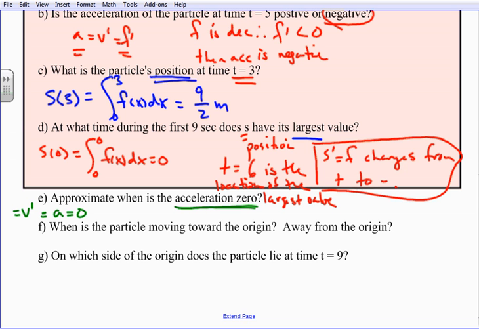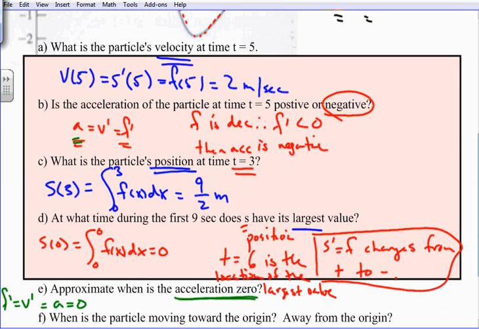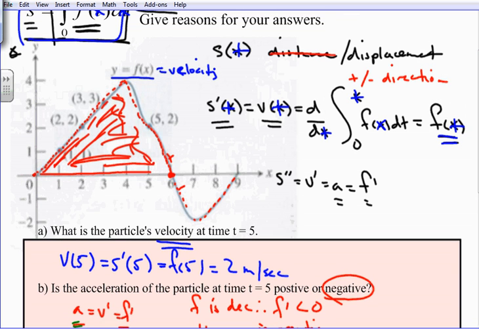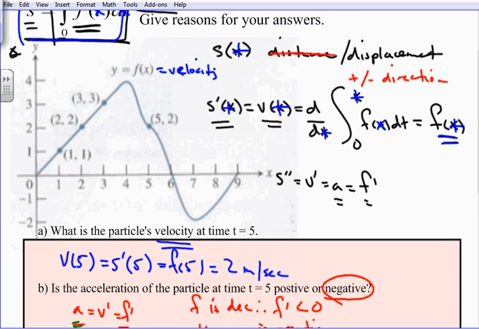v, as we said up here, equals f, and we say that acceleration equals f prime, so we're going to have that right there. So when does f prime equal 0? So when does the slope equal 0? If you look over here, when is our slope equal to 0?